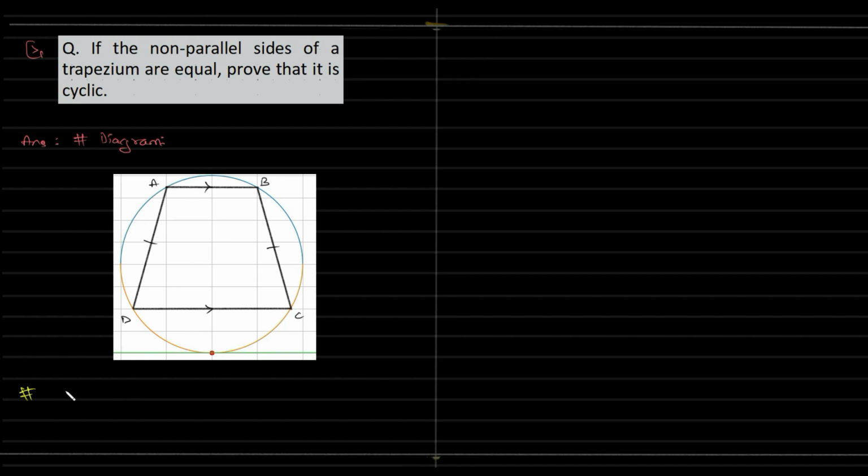So let me talk about the diagram. Consider ABCD, a trapezium with AB parallel to DC. We have been given that AD is equal to BC.